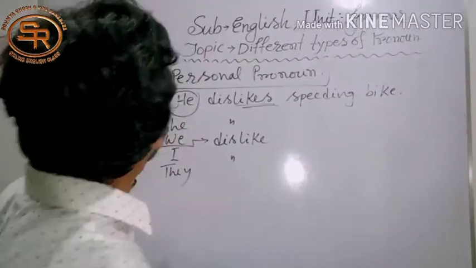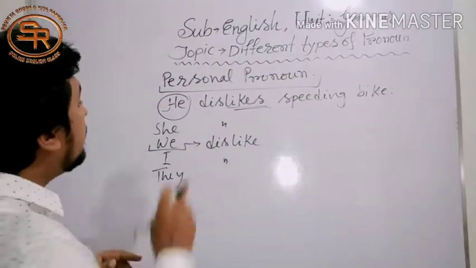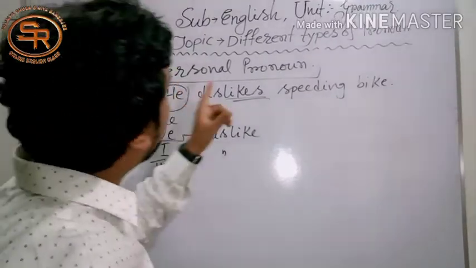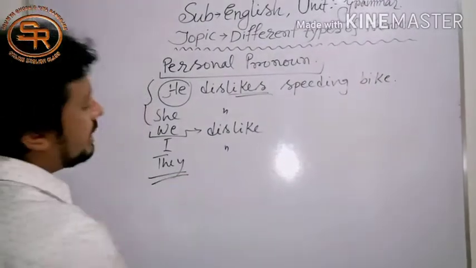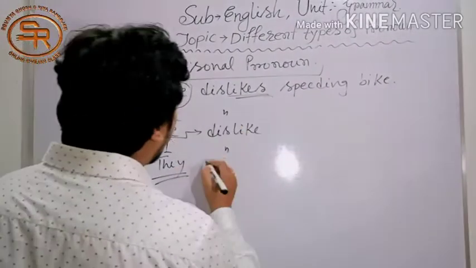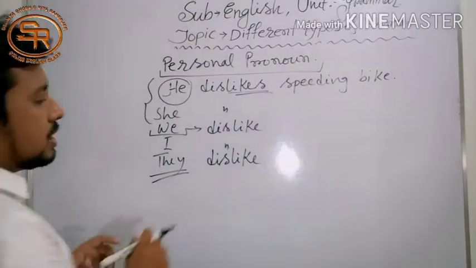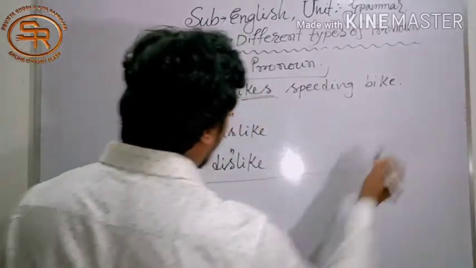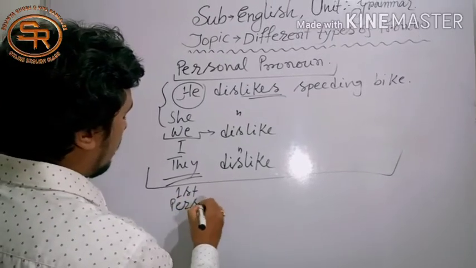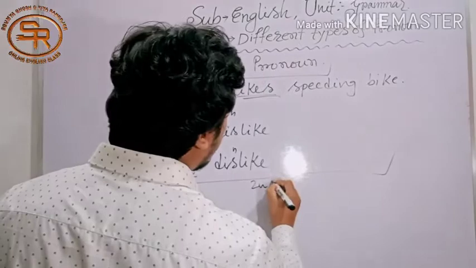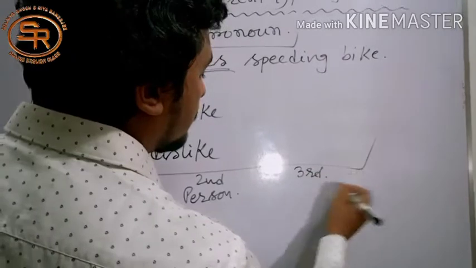But we have to keep in mind that when we are using the third person pronoun like he, she and they, if it is singular like he and she, then the verb will take the s or es in the present indefinite tense. But when we have they, that is the plural, then we have to write dislike. Okay, so here we have learned two things, not only the personal pronoun but also the first person pronoun, second person pronoun and third person pronoun.